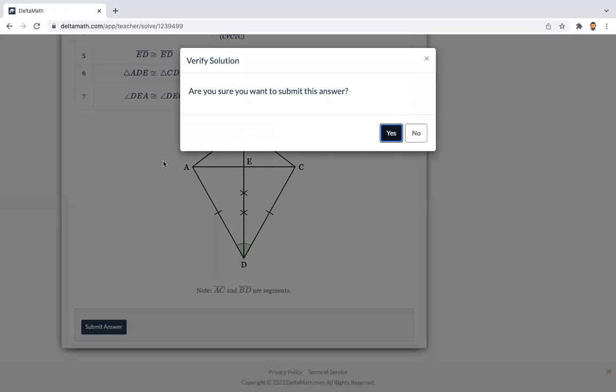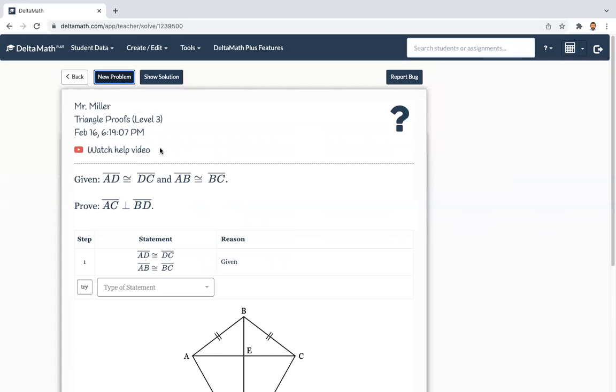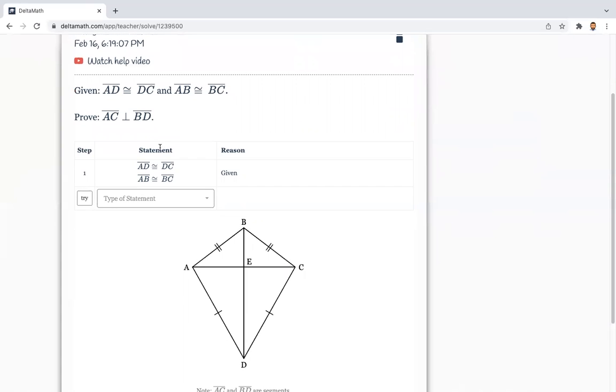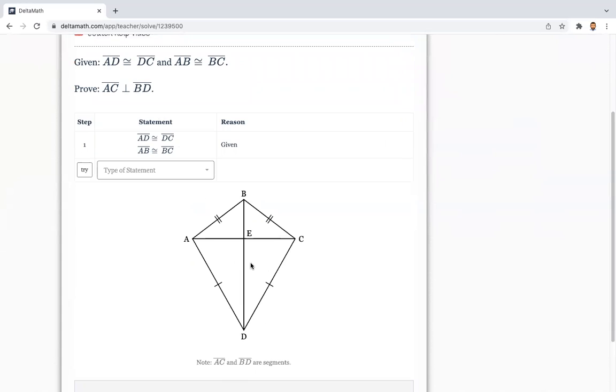Short but sweet. All right, two more. Let's do a little 10-piece. 10-piece chicken McNugget. Trying to prove AC is perpendicular to BD. That's basically the same proof. This is the exact same proof.